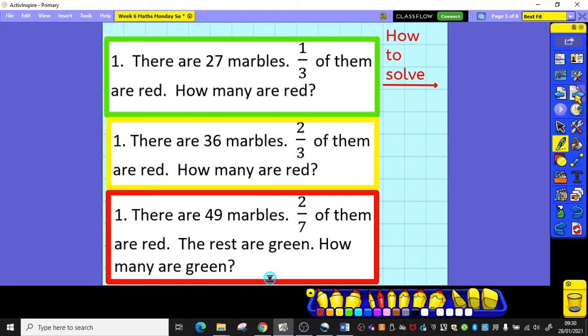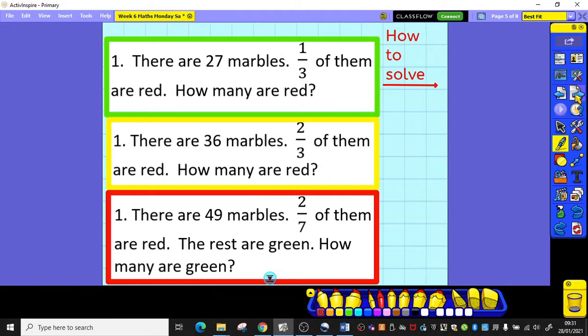Now, the bronze group are going to do the green challenge today. The silver group are going to do the yellow challenge. And the gold group are going to be doing the red challenge. And then there's an extension for the gold group as well. So let's have a look at the green challenge. There are 27 marbles. 1/3 of them are red. How many are red? If you're doing the yellow challenge, then rather than just 1/3, it is going to be 2/3.